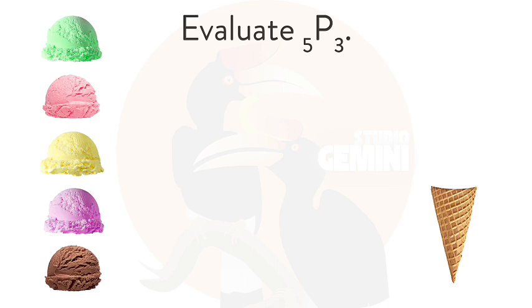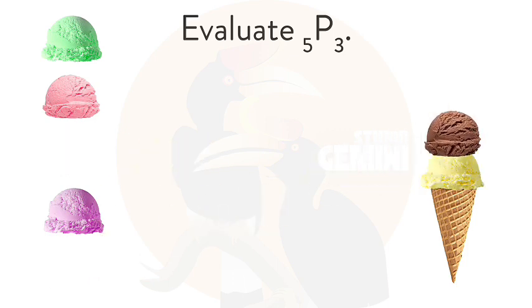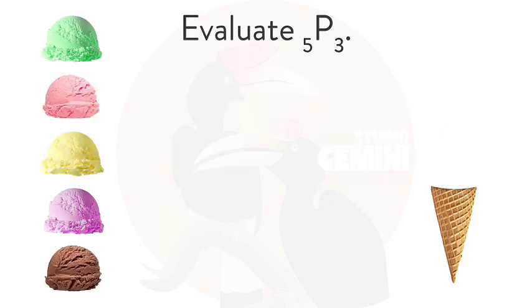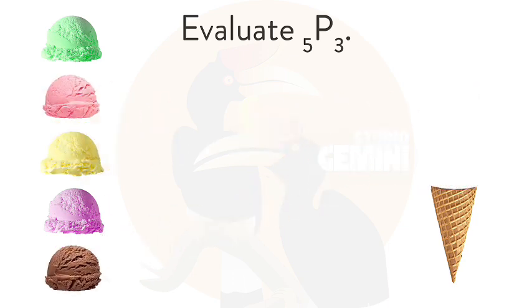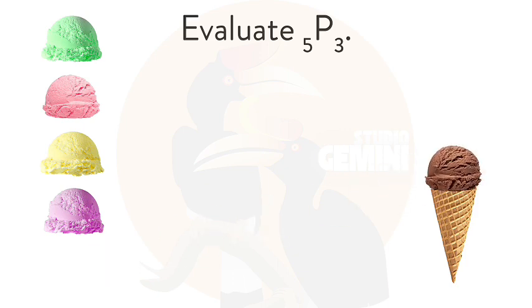Order matters in this case because a cone with vanilla as the bottom scoop, chocolate as the middle scoop, and strawberry as the top scoop will be different from a cone with strawberry on the bottom, chocolate in the middle, and vanilla on top. So let's start at the bottom. For this problem, we have 5 flavors to choose from for the bottom scoop. Let's pick chocolate to illustrate this.